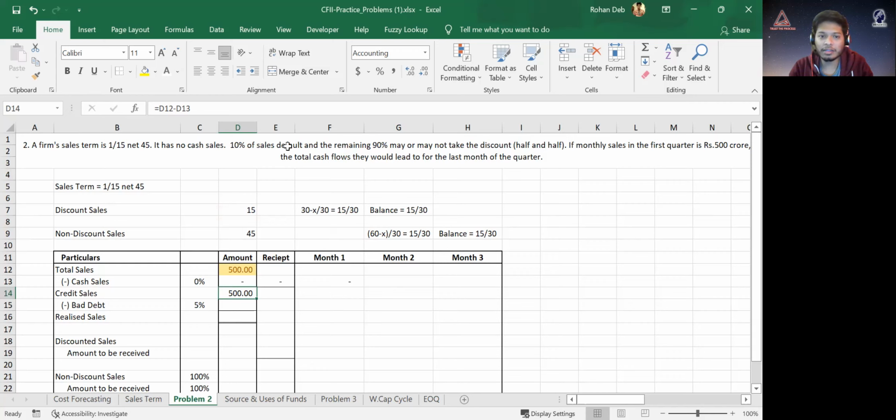Then it says 10% of the sales default. So my bad debt is this into 10%, which is 50. So this minus this is 450. Now this is the entire sales that I have been able to do, which is money which will be realized. The 50, nothing will be realized in any part of the period because it's a bad debt. Now it says 10% of sales default and the remaining 90%. So this is the remaining 90%.